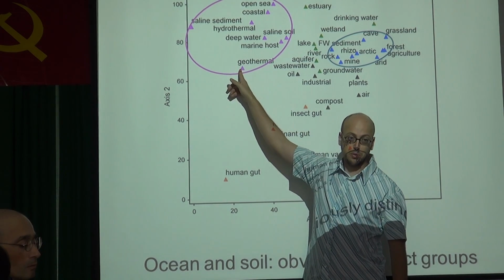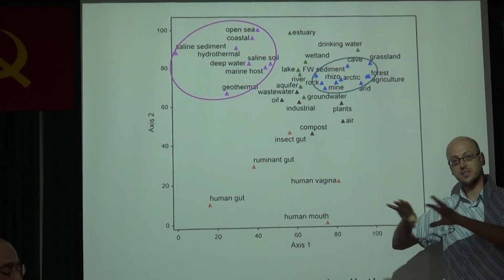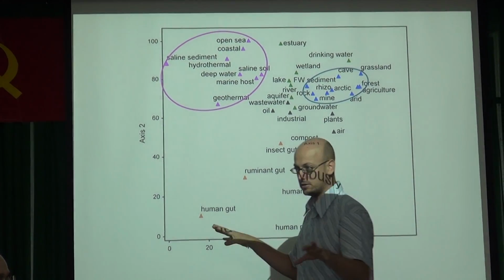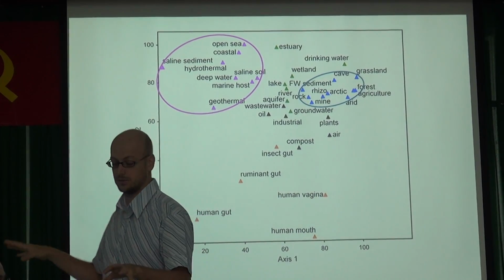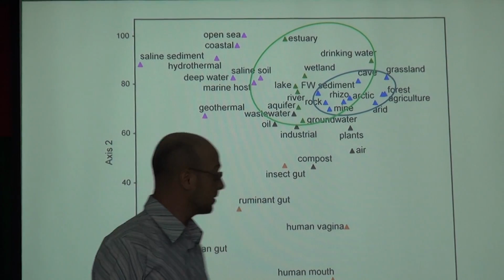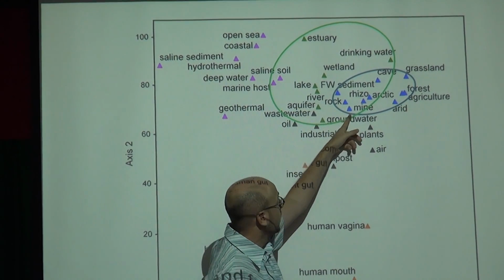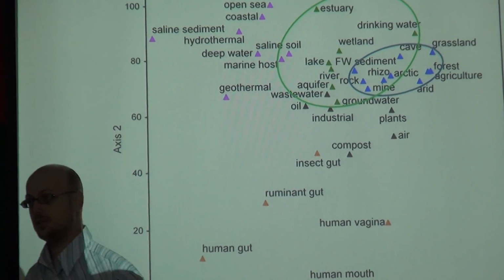So the pink group and the blue group, we can see that they are obviously different, right? But the green group and the blue group, are they different?